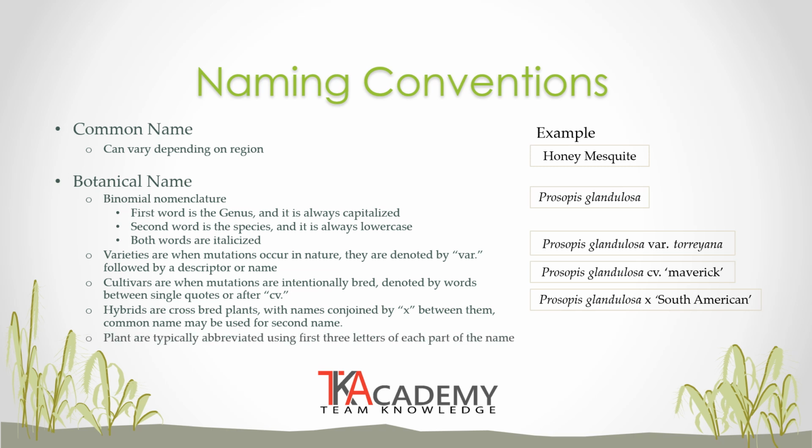Plant names are typically abbreviated using the first 3 letters of each part of its botanical name. However, common names are often abbreviated as well.